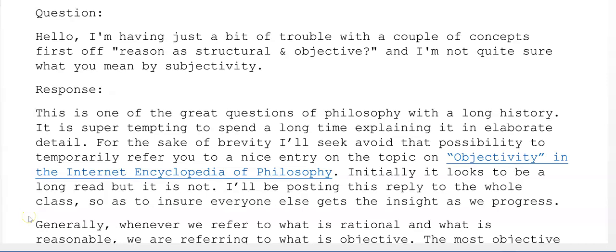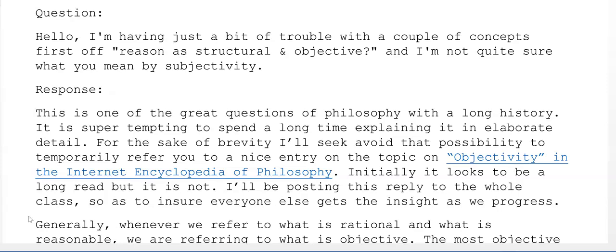Okay, so I got this question yesterday. "Hello, I'm having just a bit of trouble with a couple of concepts. First off, reason as structural and objective, and I'm not quite sure what you mean by subjectivity."